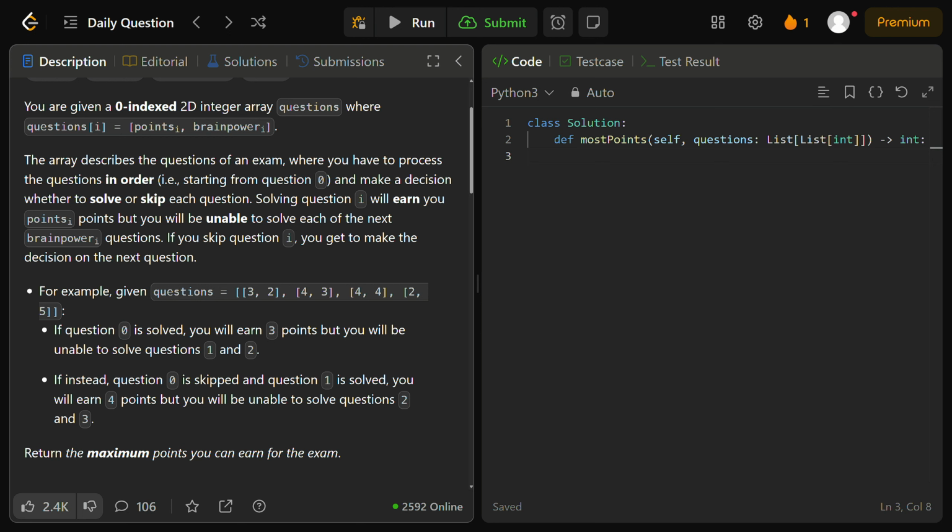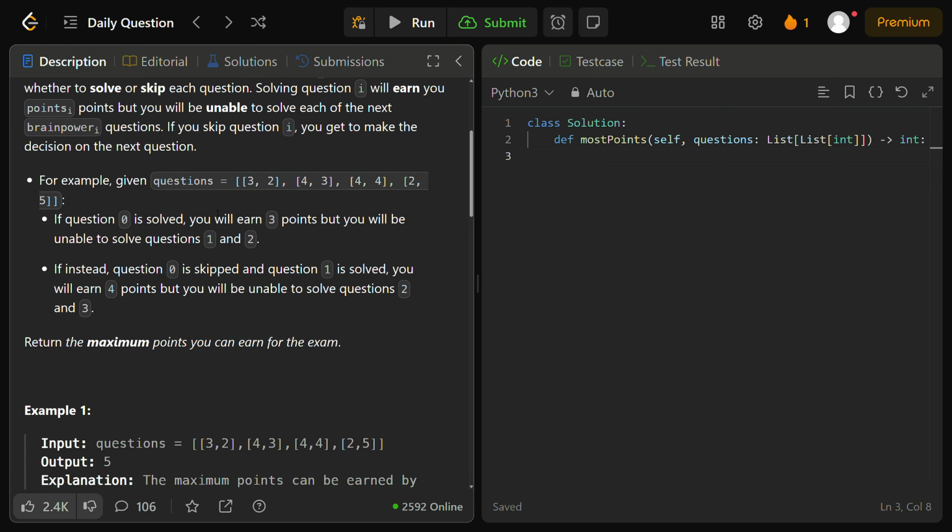Now, they also give us a mini example, telling us what they really mean here. If, for example, our input questions is equal to the following, if we want to solve question 0, we'd get a total of 3 points, but then we'd have to skip the next 2 questions, meaning question 1 would be skipped and question 2 would be skipped, and we'd go directly to question 3 because we have to skip the next brainpower at this index questions, which in other words is the next 2 questions that we would be unable to solve. However, what if we just skipped question 0?